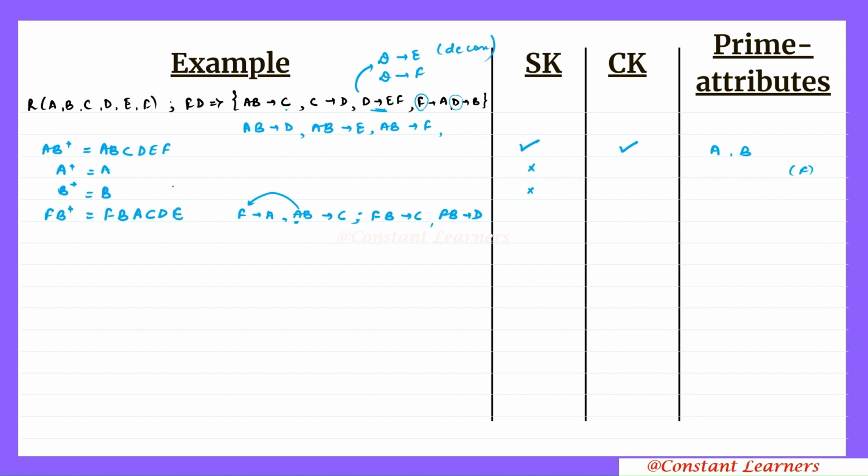All of this with the help of transitivity property. So this is a super key. But will this be a candidate key? See, B is not a super key. We've already checked here. Let's check if F is a super key or not.